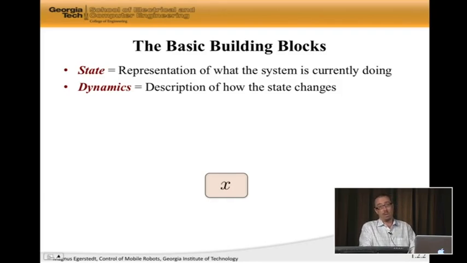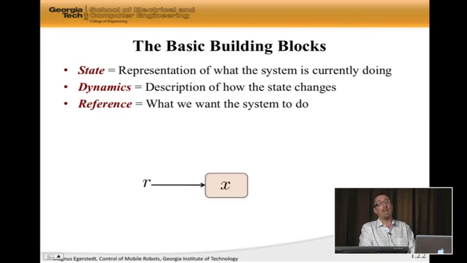Now, this is all good, but we want some way of influencing this. So we're going to have a reference signal, which we'll use as a way of telling the system what we want it to do. The reference could be: set a cruise controller to 60 miles per hour, or make me a certain amount of money on the stock market, or make the temperature in the room 70 degrees.